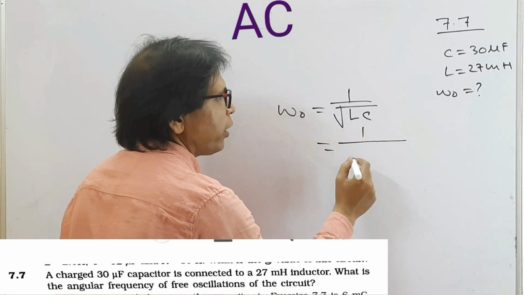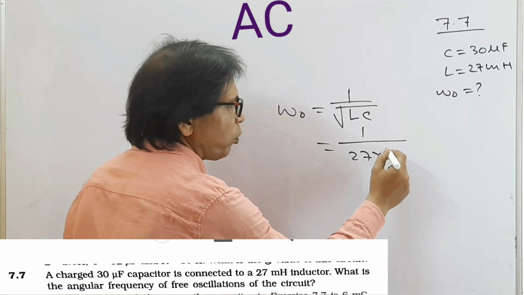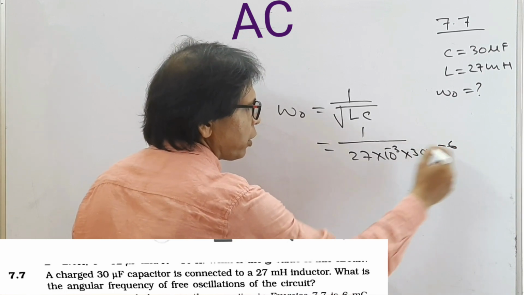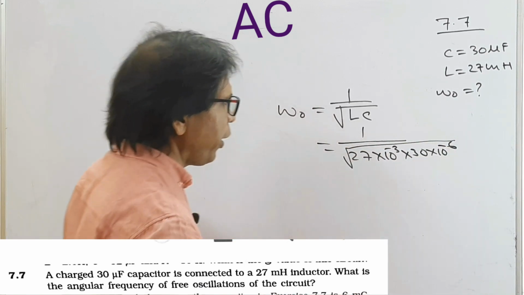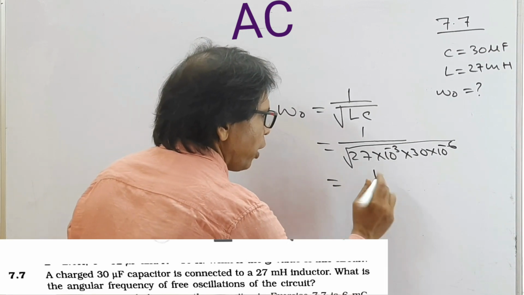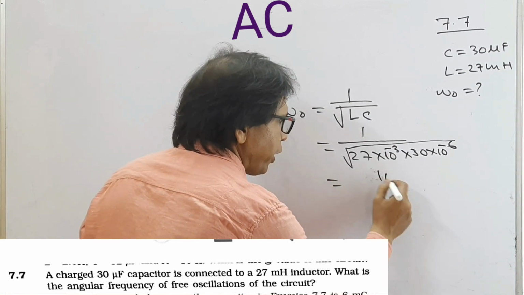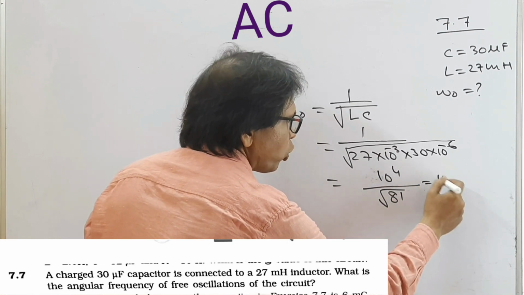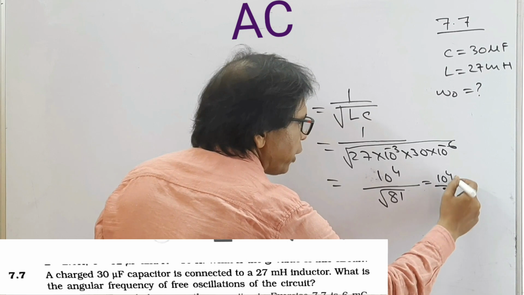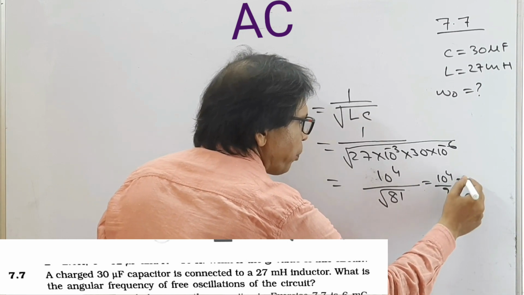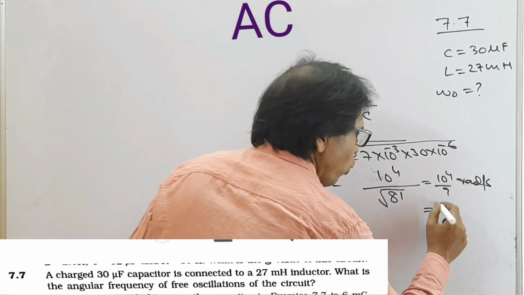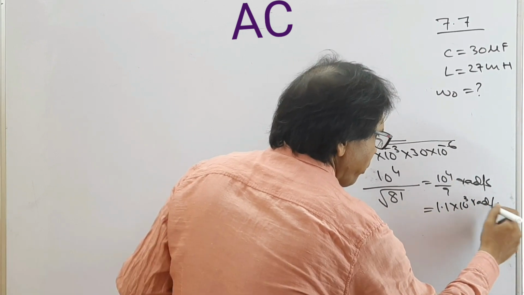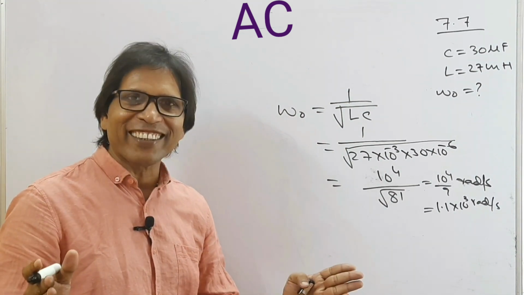Look at this. This is 27 into 10 to the power minus 3 and this is 30 into 10 to the power minus 6. This is under root. Okay. Now look at this. This is 10 to the power 4 divided by 81. So this is 10 to the power 4 by 9 radian per second. This is 1.1 into 10 to the power 3 radian per second, the frequency of LC oscillation.